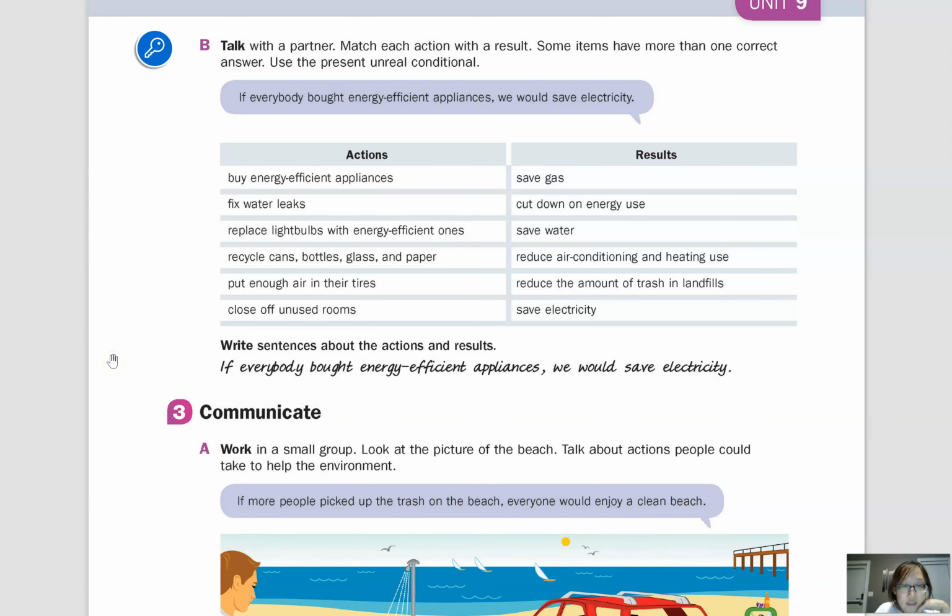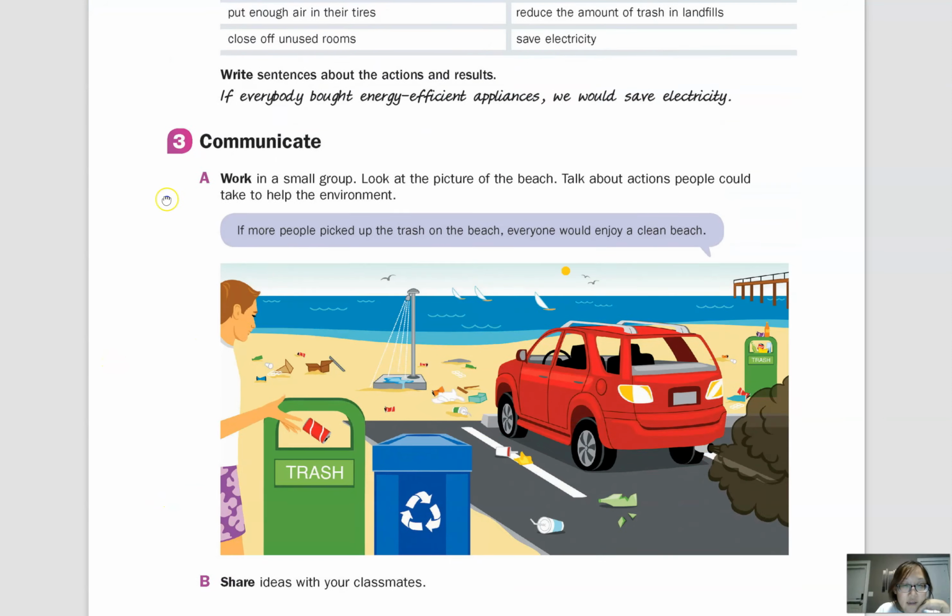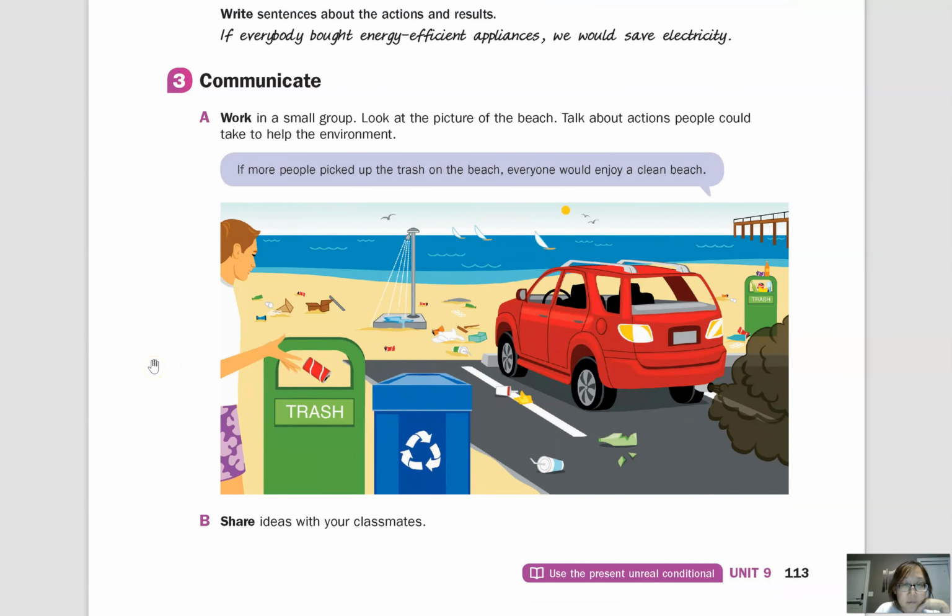Okay, so let's go ahead and look at the last activity, communicate. So look at the picture of the beach. Talk about actions people could take to help the environment. Okay, now let me make one more comment about the results clause. So we always use would for the results clause. Again, like we would save electricity for this lesson, but it's also possible to use could, should, and might.